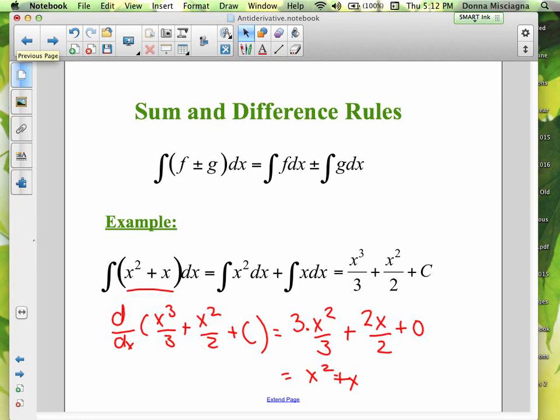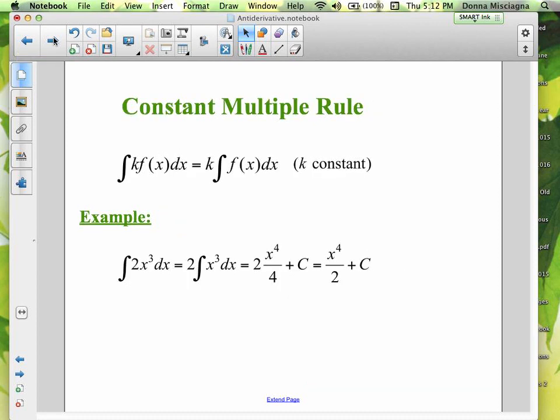And so sum and difference just means that you can take the integral of each one separately. Constant multiple rule. Okay, so if you have some coefficient in front, you don't have to worry about it. You can just pull the coefficient out, right? Because when we take the derivative, we would multiply it by whatever coefficient was in front. It's not going to be affected. So we can pull that coefficient out in front of the integral, and then integrate our variable here. Okay? So the integral of 2x cubed dx would be 2 times the integral of x cubed dx. We increase the exponent by 1, and we divide by n plus 1. So now we've got 2 times x to the 4th divided by 4, plus our constant of integration, and we can reduce that, the 2 and the 4 reduce, x to the 4th divided by 2 plus c.